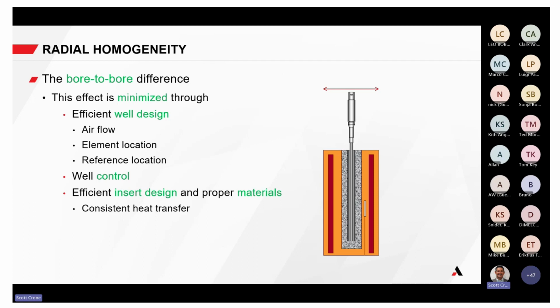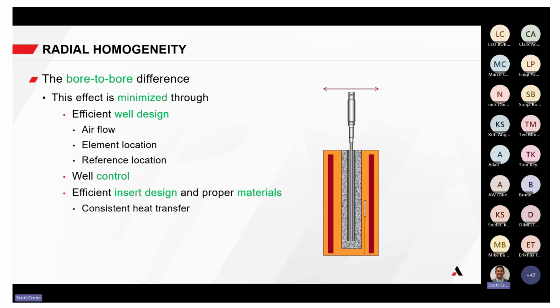And then we've got better well control. So circuitry has come about and become better that allows us to get better control and better feedback between the references and the control circuits. And then we have efficient insert design and proper materials, which allows for consistent heat transfer. So a lot of those different materials are available now. We've been able to evaluate them, and I'll talk about those a little bit more in the future slides.